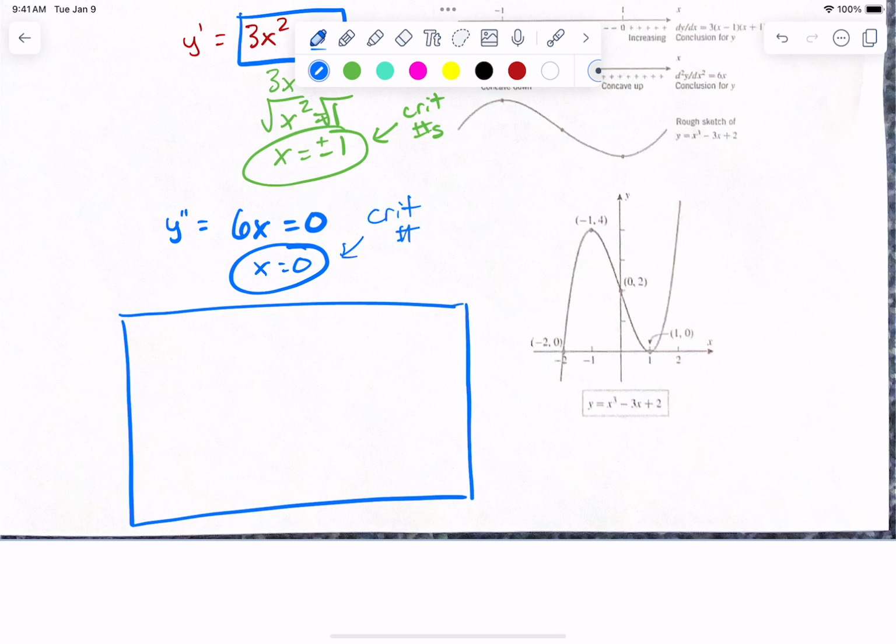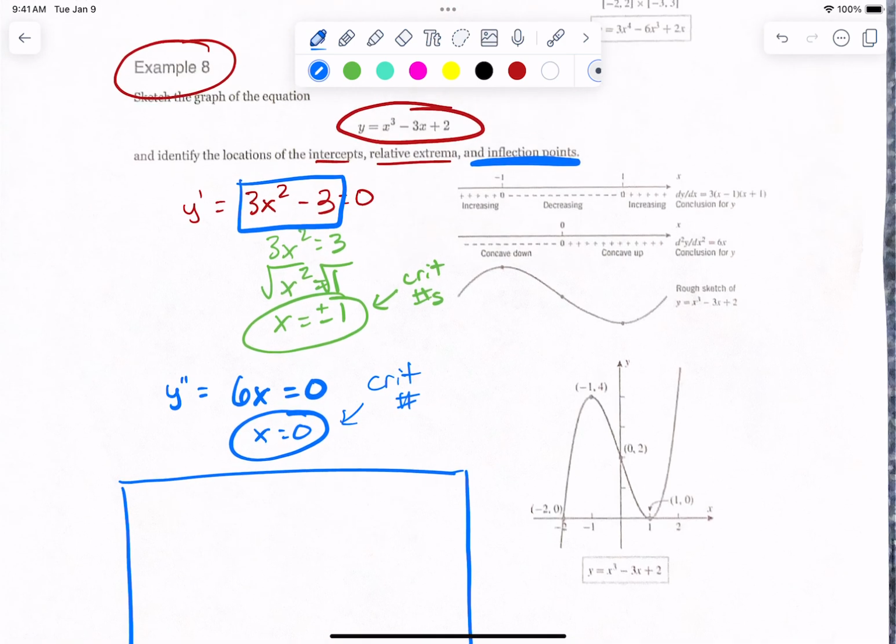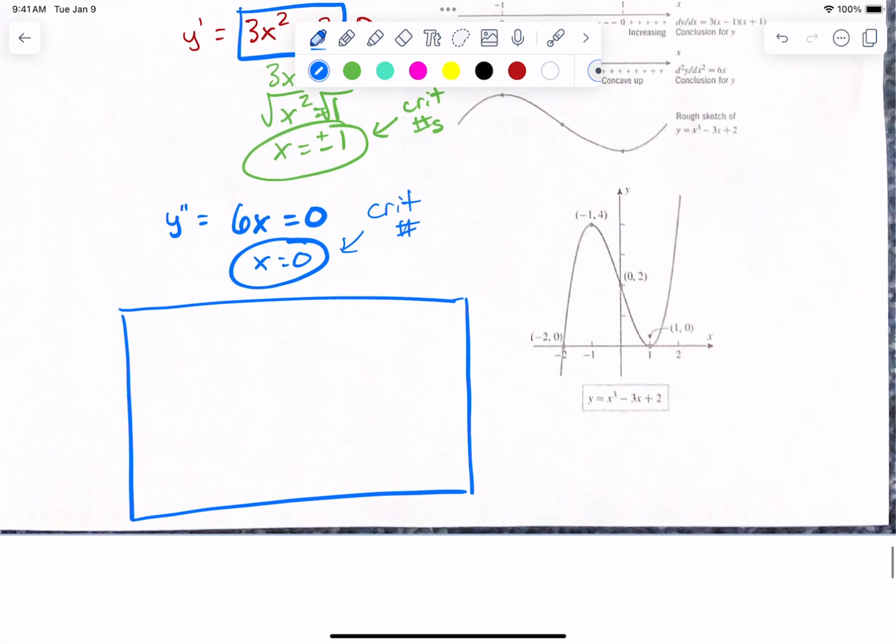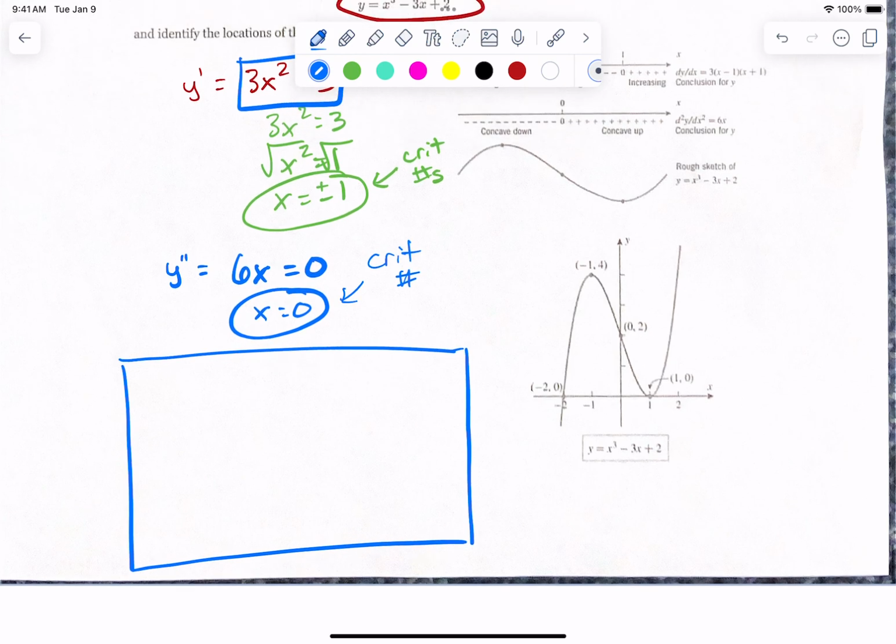We need to make a table. I hate those tables. I'm sorry, I love the table. Do we need to make a table? Yes, we have to. How many sections are we going to have in our table? 4, because we have 3 critical numbers.